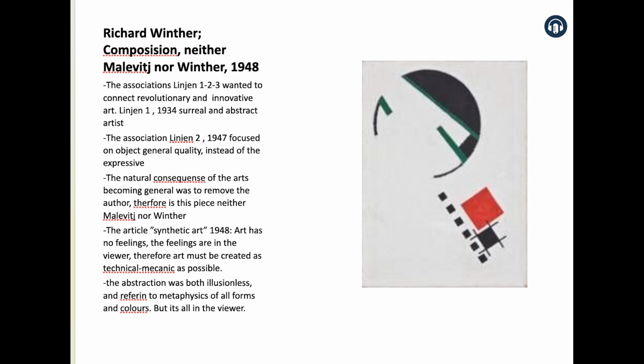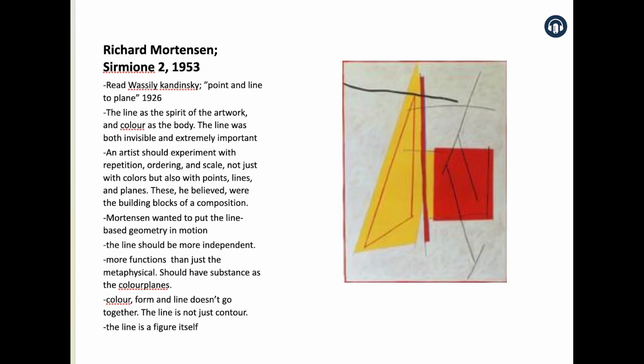The article Synthetic Art from 1948: art has no feelings. The feelings are in the viewer, therefore art must be created as technical and mechanical as possible. The abstraction must be both illusionary and referring to the metaphysics of all forms and colors, but it is all in the viewer. And Richard Mortensen, who read Vasily Kandinsky's Point and Line to Plane from 1926, saw the line as the spirit of the artwork and color as the body.